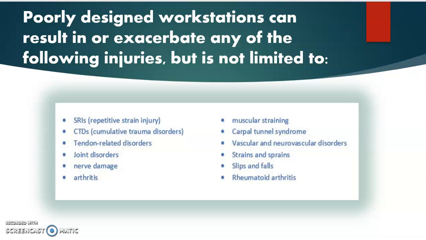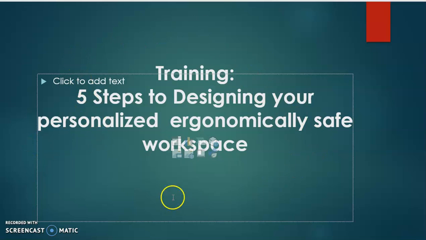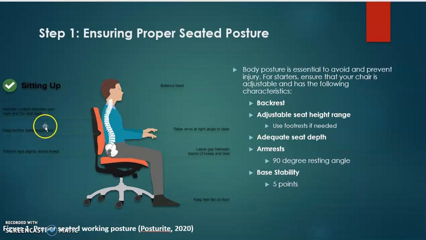So we're going to go through training now, and this is just going to be an overall 5-step procedure determining how you can design your own ergonomically safe workspace. So step 1 is obviously ensuring proper seated posture. I'm sure this is a very common problem that a lot of people have, including myself.